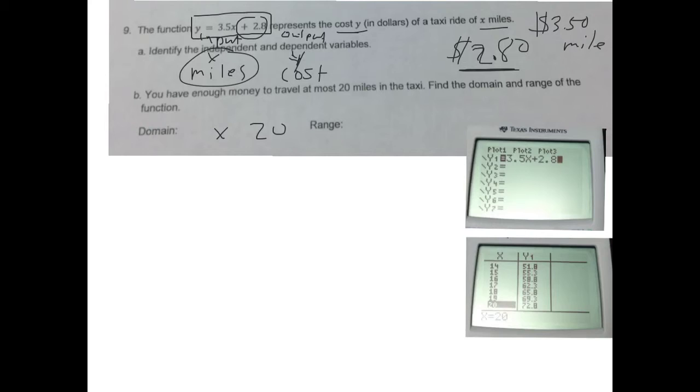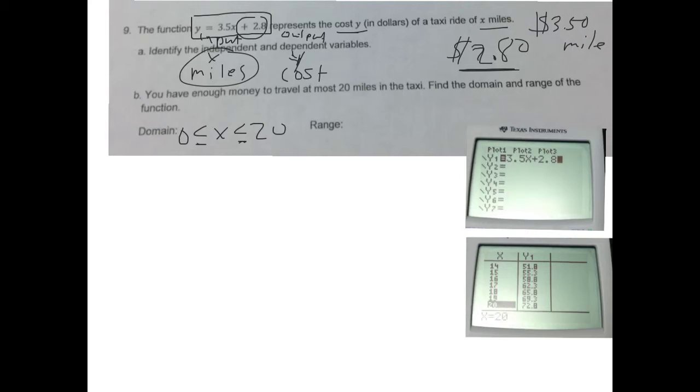So then we have to ask ourselves, what's the least amount of miles we could travel in the taxi? And that, of course, is 0. If we choose to not get in the taxi, we could go 0 miles. We always start with less thans. And then we could go 0, so we have to put a line under it, and we could go 20, so we have to put a line under that. It just means that we're including 0 and we're including 20. So that is our domain.